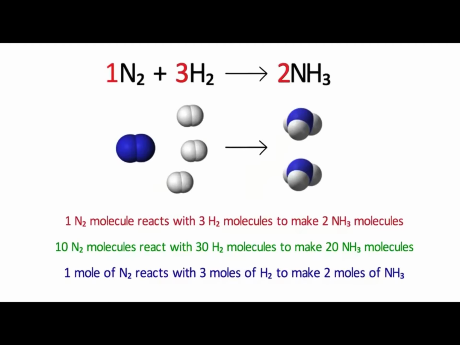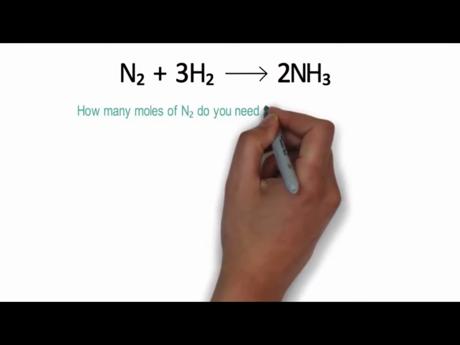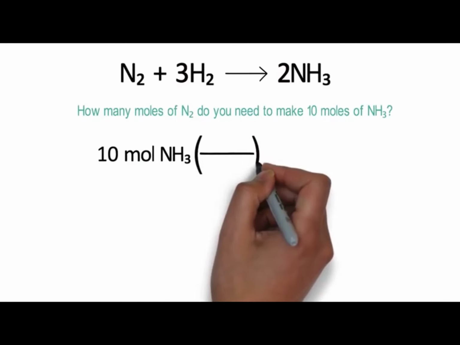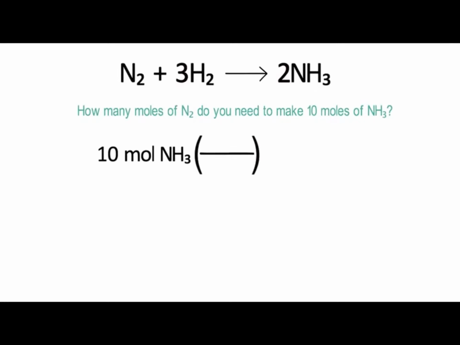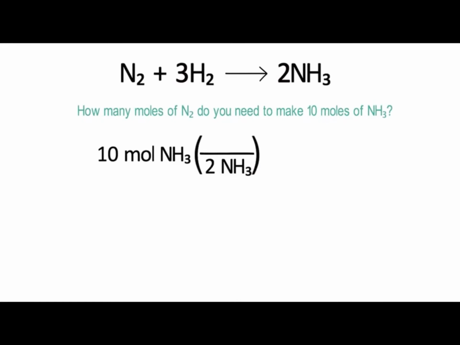Where am I getting those numbers? They are the big numbers in front of the chemicals in the balanced reaction. Let's try a sample problem. How many moles of nitrogen do you need to make 10 moles of ammonia? First, write down the quantity that you know, 10 moles of ammonia. Next, multiply that by the ratio of nitrogen to ammonia in the balanced reaction. Since we are starting the problem with ammonia, we put the 2 NH3 on the bottom. This 2 NH3 comes directly from the balanced reaction.